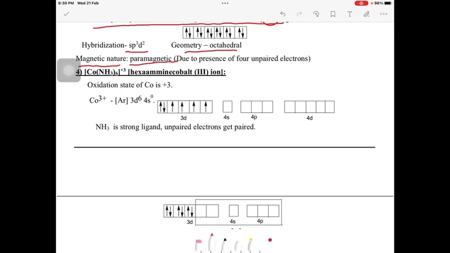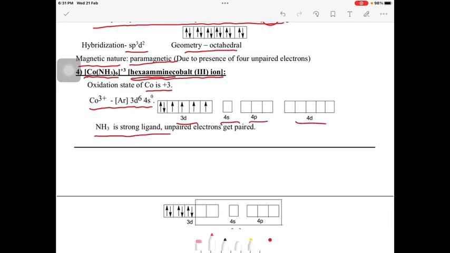Next one, Co(NH3)6 whole to the power of 3 plus. Hexaamminecobalt(III) ion. Oxidation state of cobalt is +3. Electronic configuration: argon 4s0 3d6. So orbital diagram: 3d contains 6 electrons, 4s0, 4p0, 4d0.